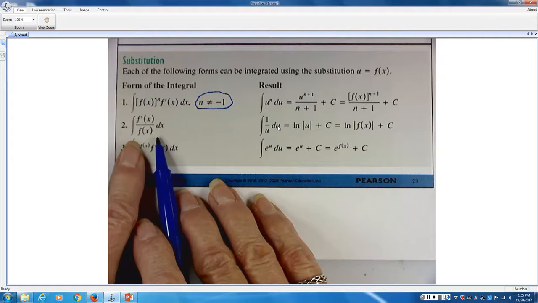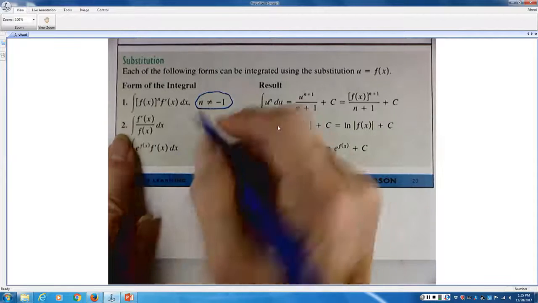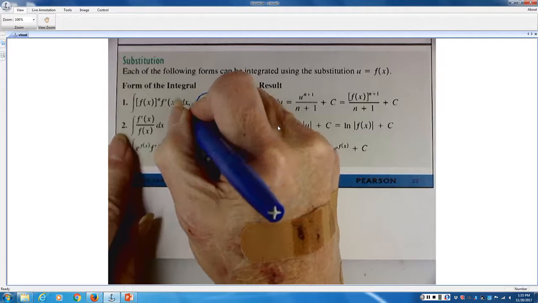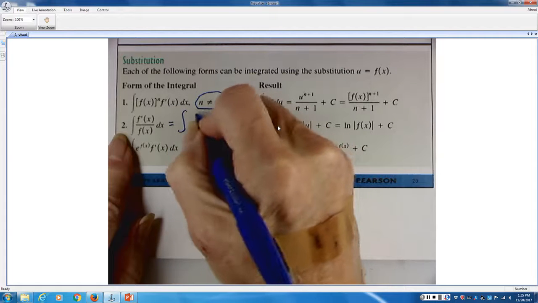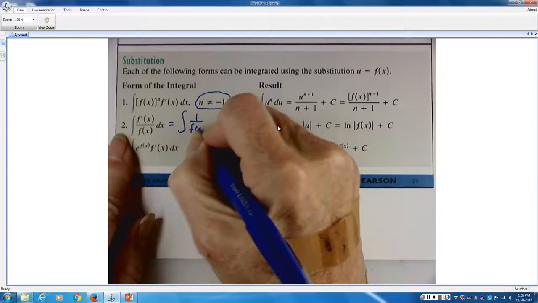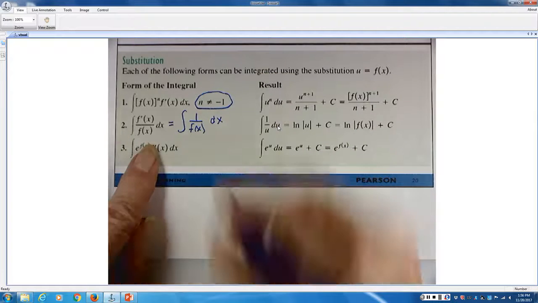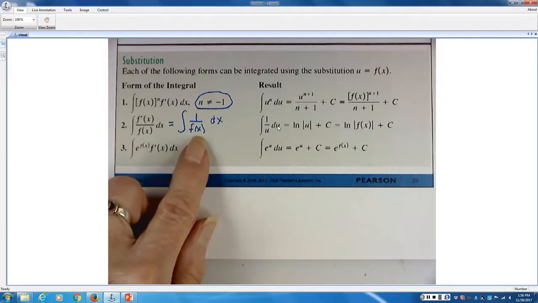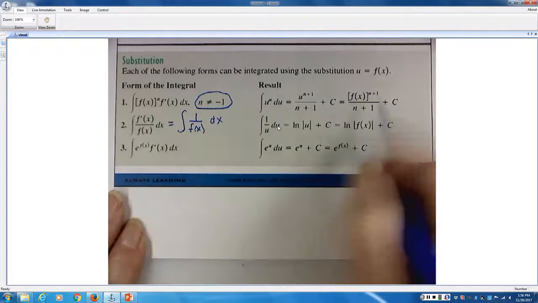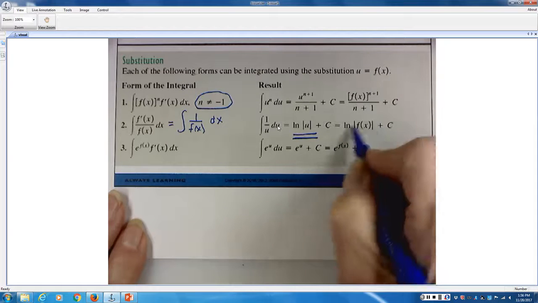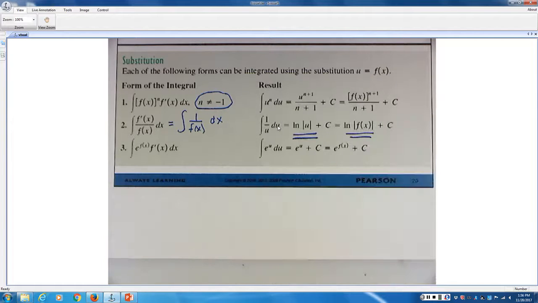The second one is saying the integral of the derivative over the function itself. So this is the same as writing 1 over f of x and just dx, because it's the derivative of whatever f of x is. And the way that we do that is if you've got 1 over a function, its antiderivative is the natural log of that function. So you simply put the natural log back over on the other side and you plug the function back in, add your constant.